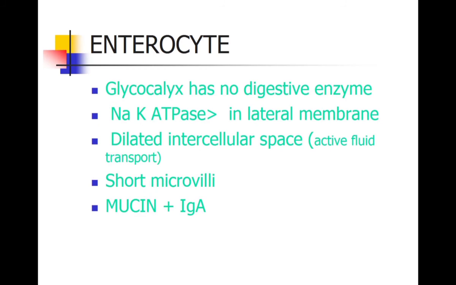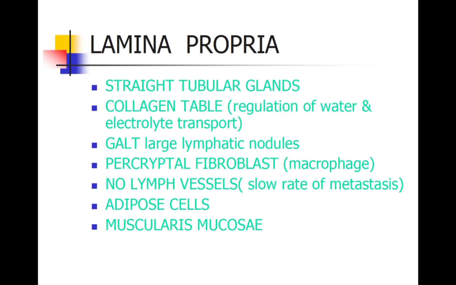Enterocytes are the cells which have a glycocalyx. These cells have no digestive enzymes. Lamina propria has the straight tubular glands, and in the lamina propria there is the GALT, that is gut associated lymphatic tissue. There are large lymphatic nodules seen in the lamina propria. There will be a lot of fibroblasts, macrophages, plasma cells, and there are no lymph vessels, but there are adipose cells. Then comes the muscularis mucosae, which separates the mucosa from the submucosa.